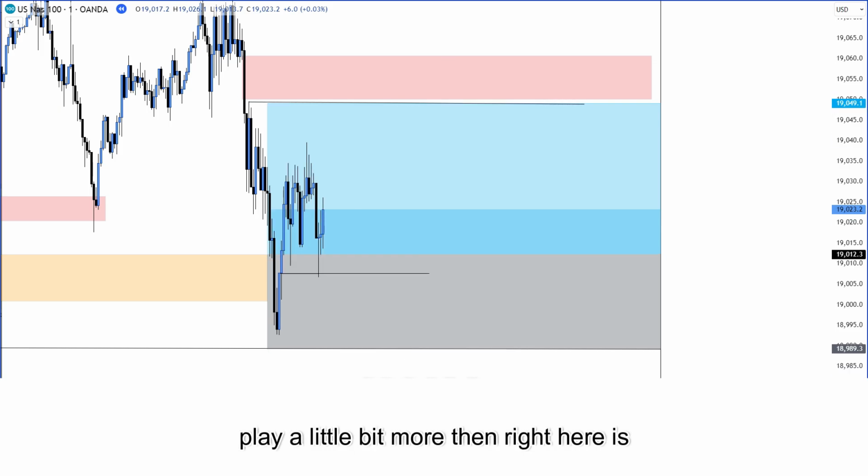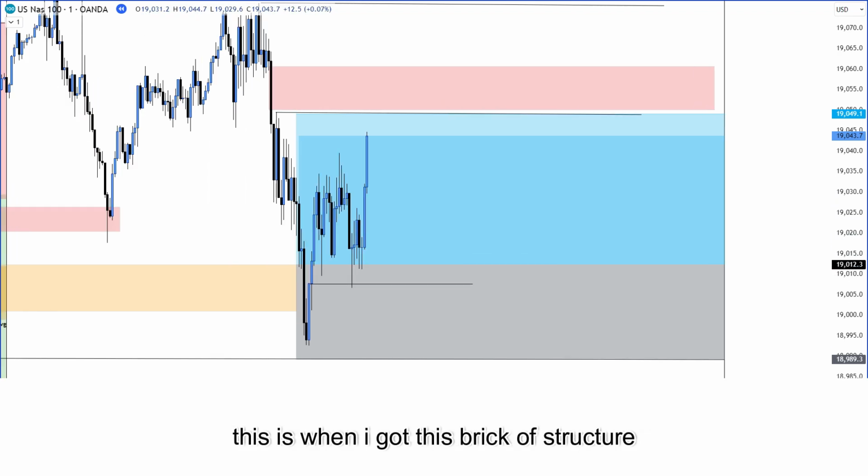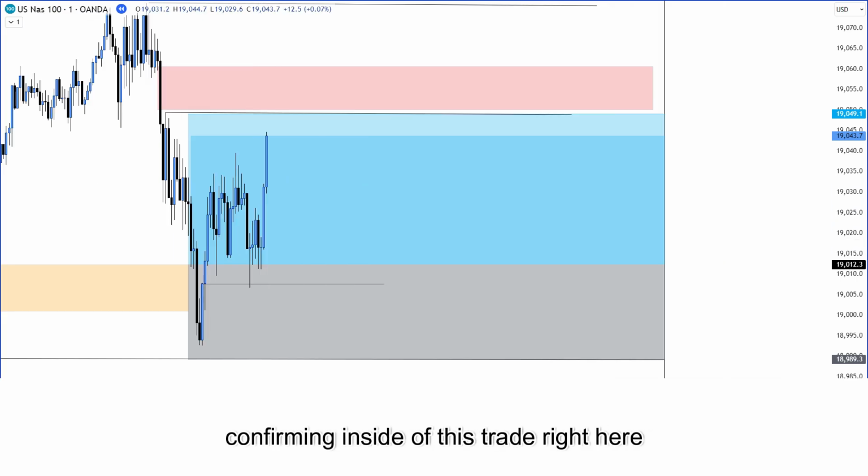And now let's play a little bit more. And then right here is when I got my firm confirmation. This is when I got this breakout structure. As you guys notice in the live execution, I had circled this right here. I was telling the team on the live that right here, we are confirmed inside of this trade once we got this breakout structure clean.